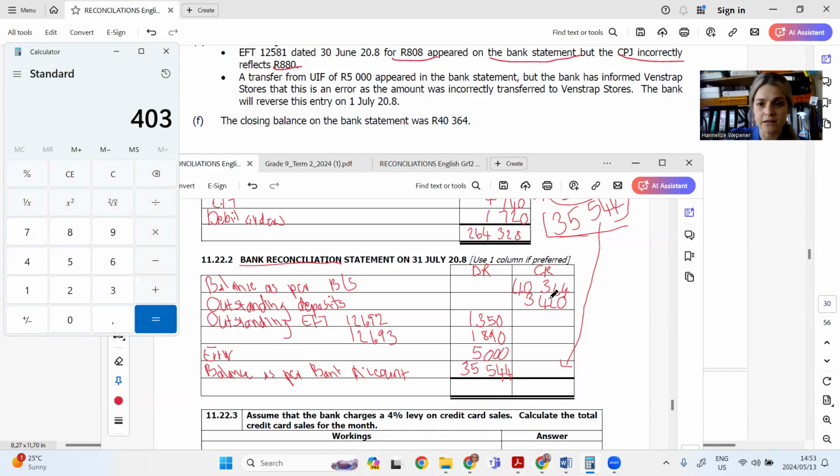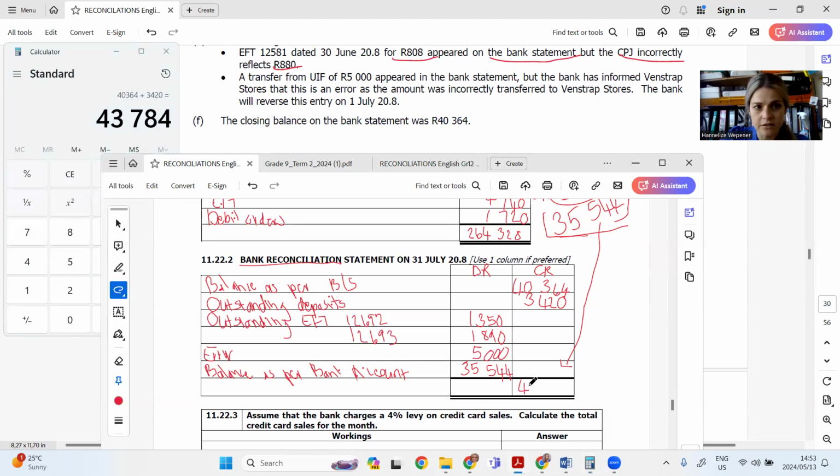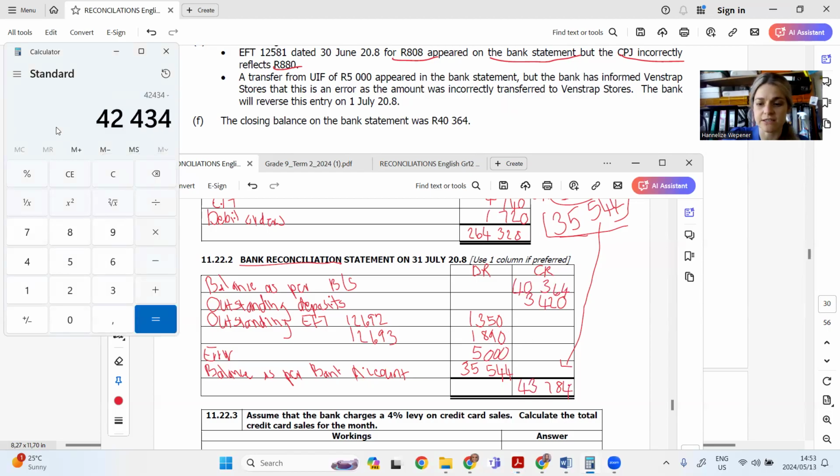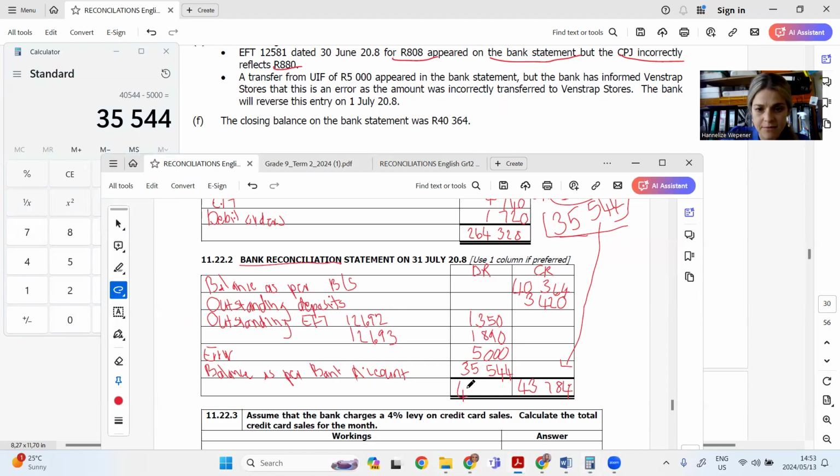So credit side, 3420 adds up to 43,784. Oopsie. And remember that your debit side now has to be equal to that. So let's subtract everything on the debit side. 35,544. There we go. So we have the exact same amount for the total on our debit side as on the credit side. And then if you can look past the terrible handwriting, then you should be fine now.